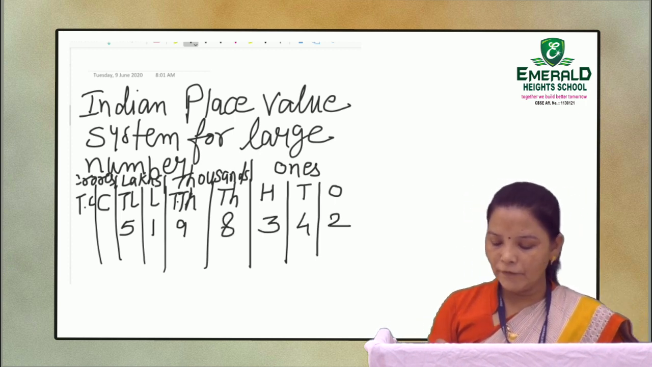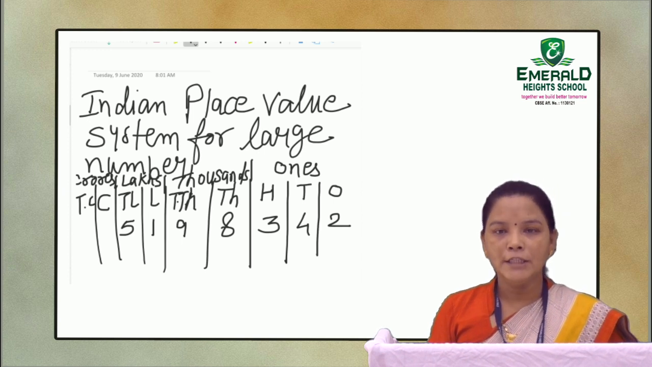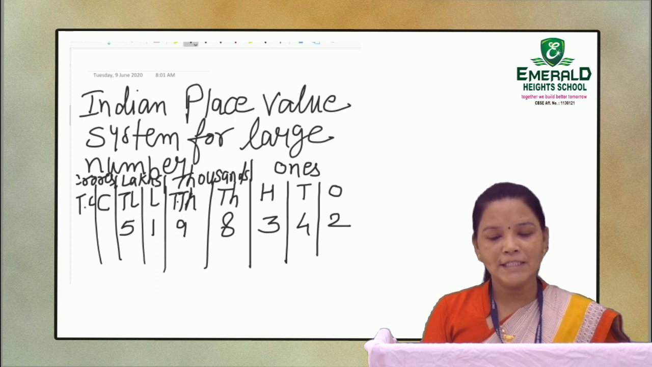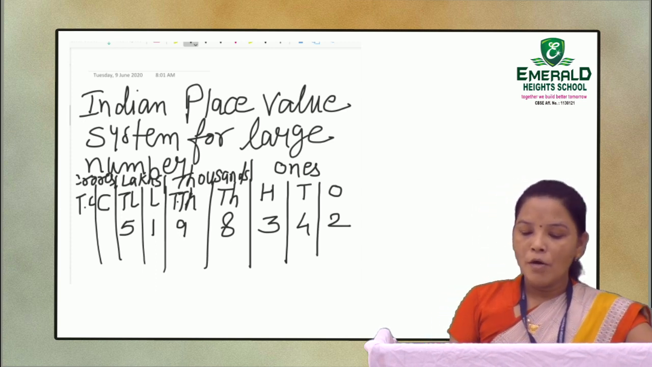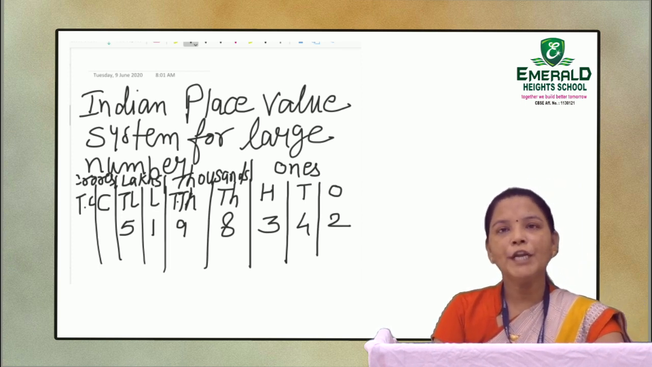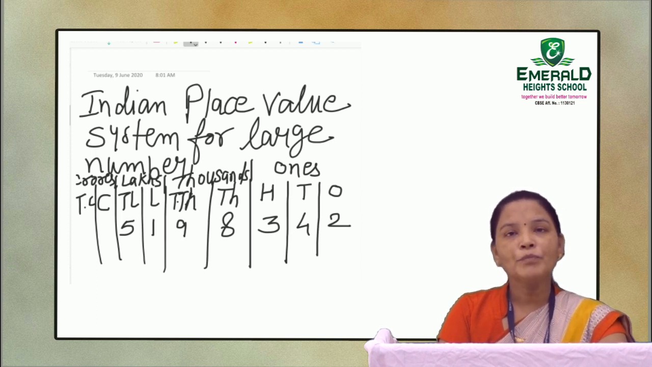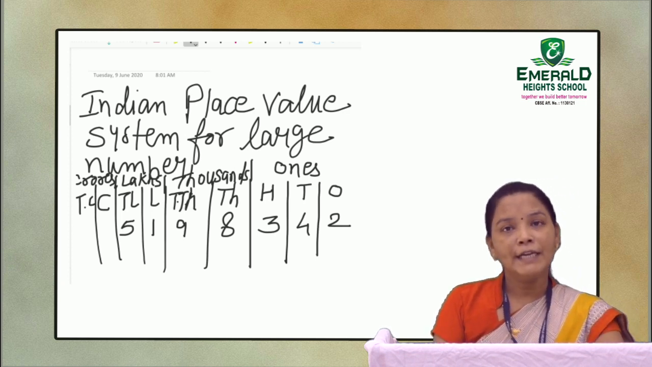So if we count the digits in this number, 1, 2, 3, 4, 5, 6, 7, this is a 7-digit number. Now here we have placed the digits in the Indian place value system. We have arranged 2 in ones place, 4 in tens place, 3 in hundreds place, 8 in thousands place, 9 in 10,000s place, 1 in lakhs place and 5 in 10 lakhs place.